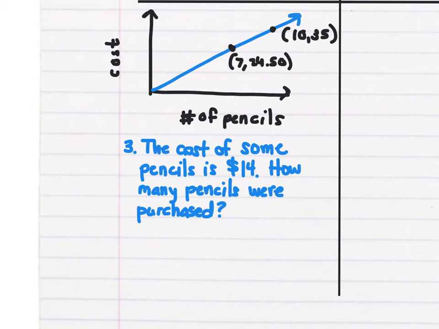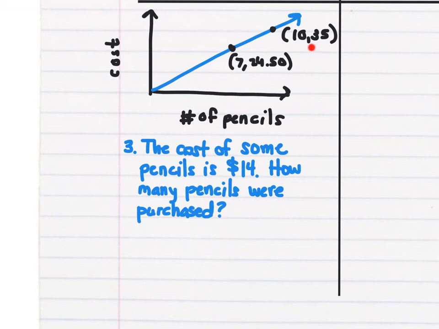So we're going to use what we know from the table. And on the table, we know that we have 2 points. Okay, so they've given us 2 points. We're just going to use either one, either the (7, 24.50) or the (10, 35). It doesn't really matter which one we're going to use. But just because I like the one that doesn't have a decimal, I'm going to pick the (10, 35).